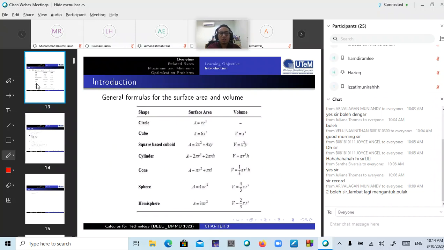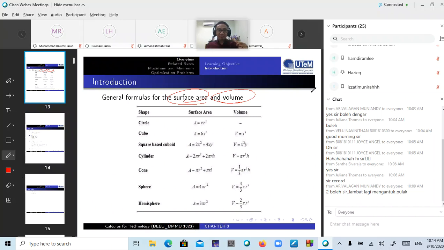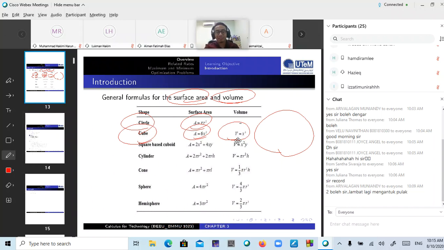In order to apply this one, you need to know first general formulas for the surface area and volume. Sebab kita nak apply dalam real situation, sometimes your problems involve circle. So you kena tahu what is the surface area, formula of area of circle. Volume dia tak ada, circle bulat macam tu je. Okay. Cube, what is surface area, what is volume. Semua you kena tahu. Okay. Sebab bila you tengok soalan tu, soalan tu nak tanya pasal apa.